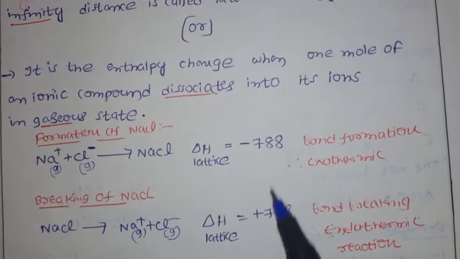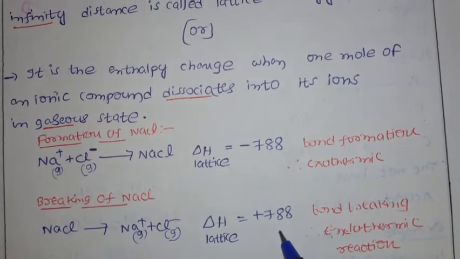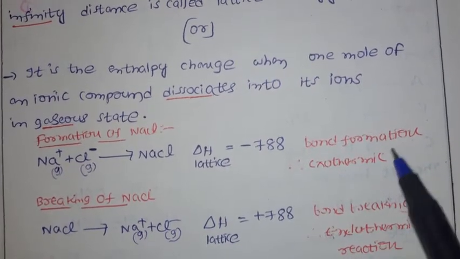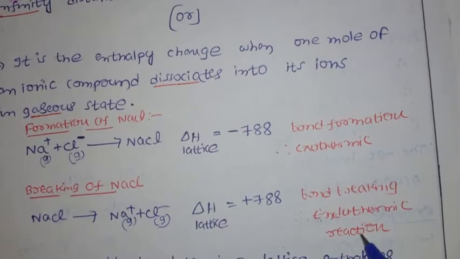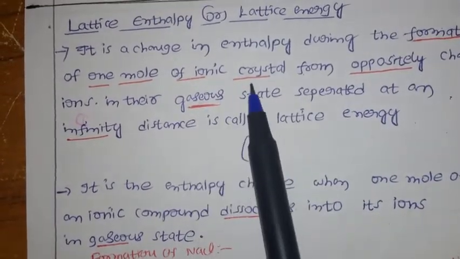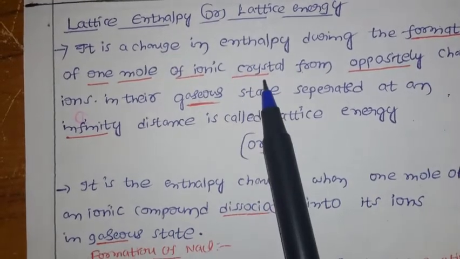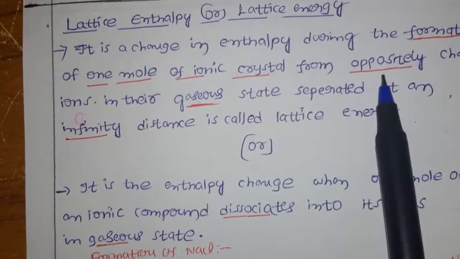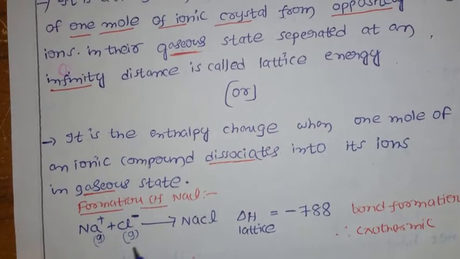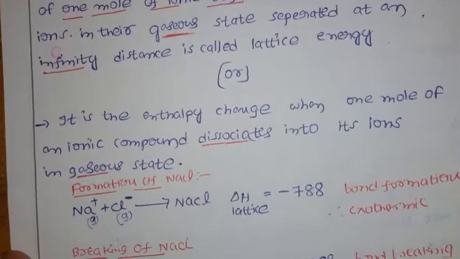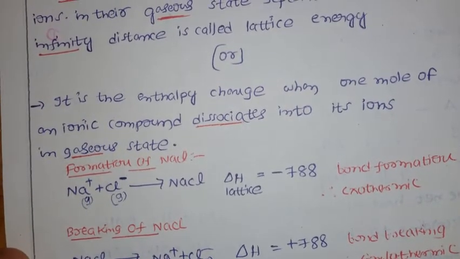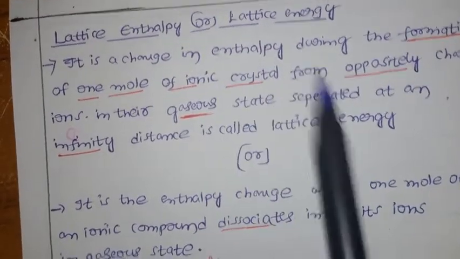So in lattice enthalpy you can define it for the formation and the breaking of bond. Here the magnitude is the same but the sign is different. Bond formation is exothermic, bond breaking is endothermic. So for lattice enthalpy we take 1 mole of ionic crystal, important, ionic crystal. For formation you have to take the oppositely charged ions in the gaseous state. If you are talking about breaking, the ions have to be in the gaseous state. That is called lattice enthalpy or lattice energy.